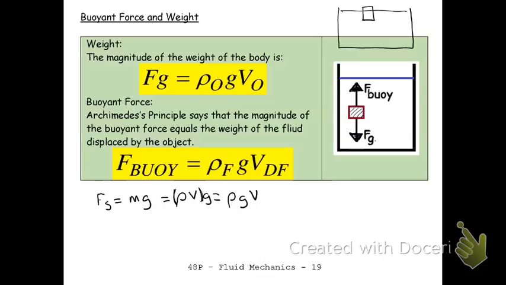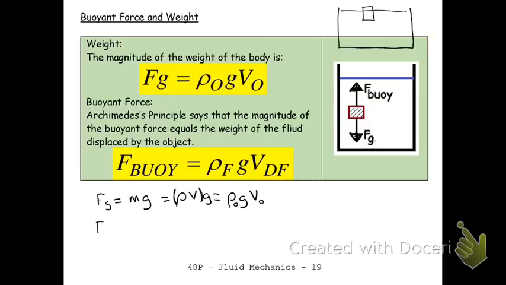This is about an object, so we'll call it the density of the object and the volume of the object. g is just the gravitational field strength on Earth. It's a little bit of an unusual form, but it's going to be used a lot in this section. It's just mg expressed as a density and a volume. We want to talk about densities because we're going to compare the density of the object with the density of the fluid.